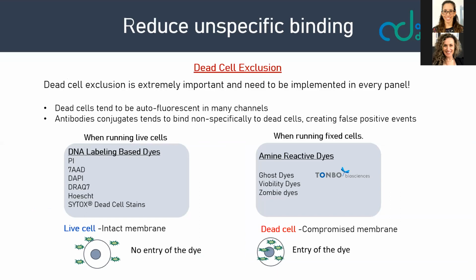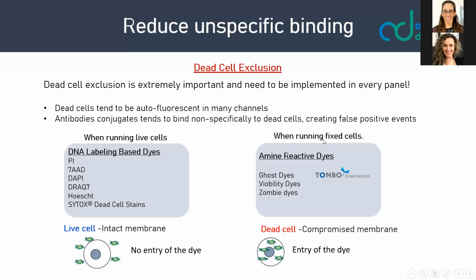They can give you unspecific signals. They can give you false positive signals. So it is very important to gate them out. There are actually 2 groups of dyes. There are dyes that are suited for running live cells. These are dyes that are based on DNA labeling. I'm sure you all know propidium iodide, 7-AAD, DAPI. There are many, many others that can be used.